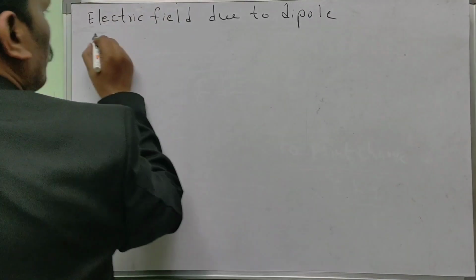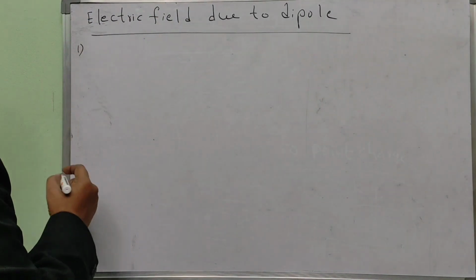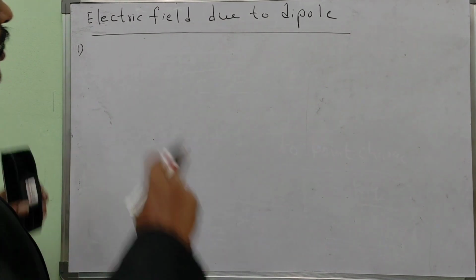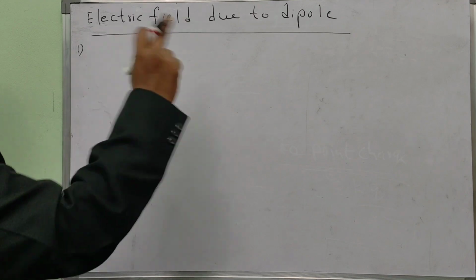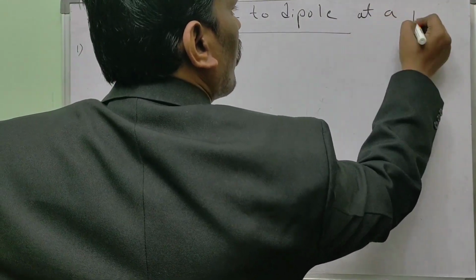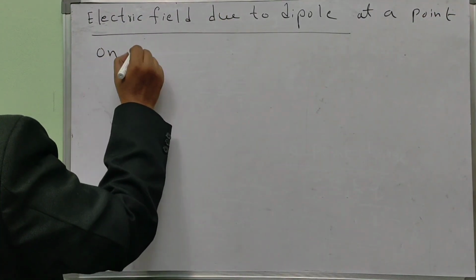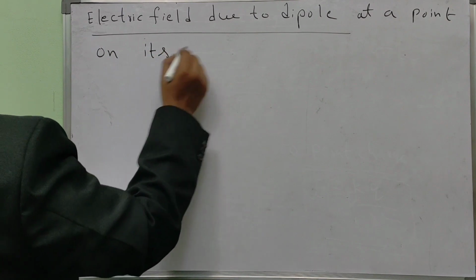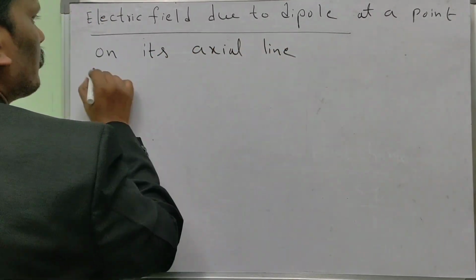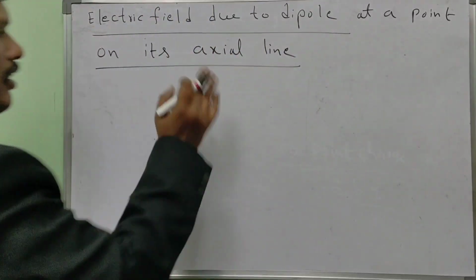Due to a dipole, I am going to consider the first one. There are two different cases. One is the electric field due to a dipole at a point on its axial line. So we are going to calculate the electric field due to a dipole at a point on its axial line.